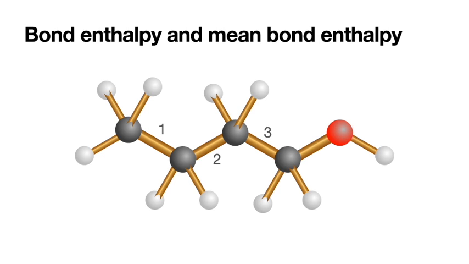Bond number 1 is at the end of the chain. Also, the first carbon is bonded to 3 hydrogen atoms. But the second carbon atom is bonded to 2 hydrogen atoms and a carbon atom. The second bond is different. Look at the atoms that the carbon is bonded to. They are different from the first.